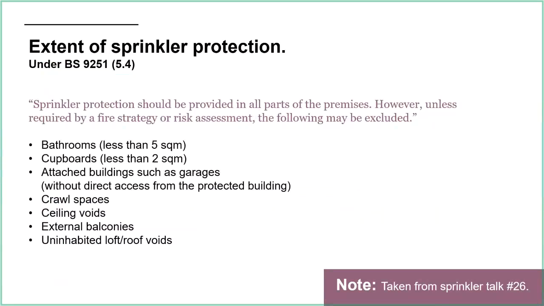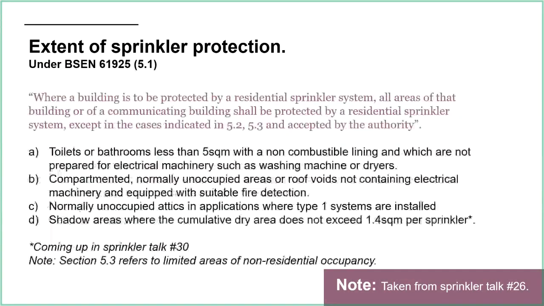Some more information that is useful. This is taken from Sprinkler Talk 26, where we looked at the extent of sprinkler protection. So these are areas where you need to put sprinkler protection, or in fact, actually it's the opposite, isn't it? It's areas where you're allowed to not sprinkler protect. So we have a list of them here, and again, just a reminder, so that's small bathrooms, small cupboards, crawl spaces, ceiling voids, external balconies, etc., etc. 16925 has a similar list of areas which you don't have to sprinkler protect. There is a little bit more detail in here, but the result is largely the same.